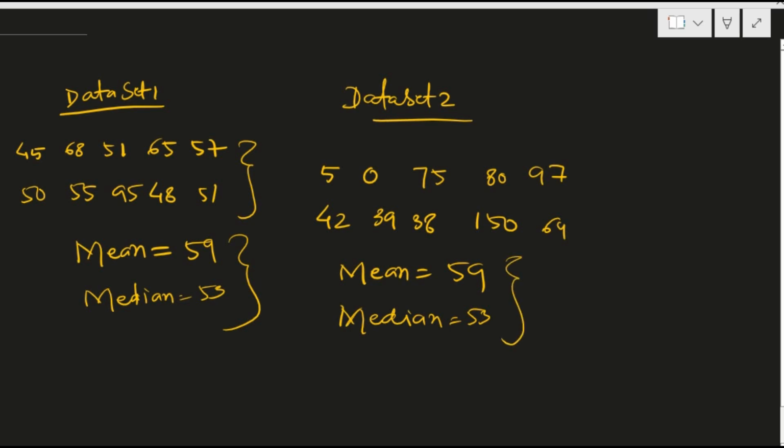Now you can observe one thing. These two data sets have different data points, but again their mean and median values are the same. So that means these two data sets have the same mean and median value, but the data points are entirely different. Data sets with the same shape and size can have the same mean and median, but they are not always the same.